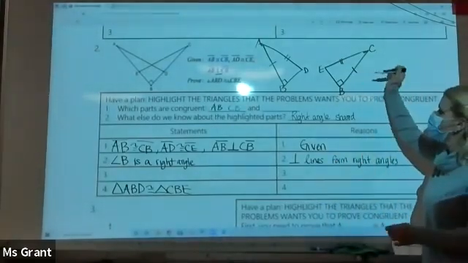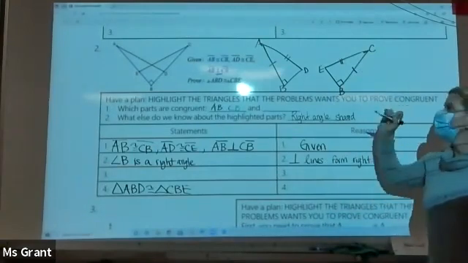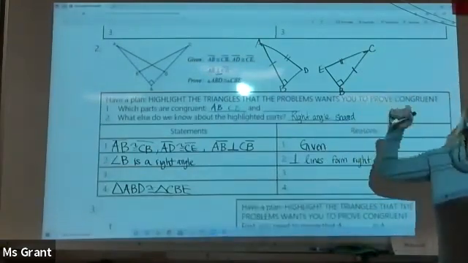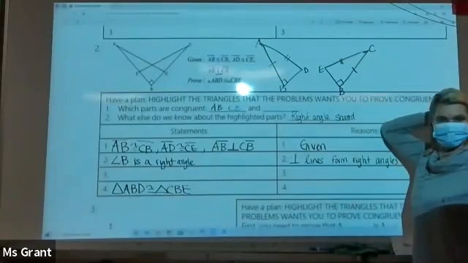Look at what I've marked up. Is this going to be angle side angle, angle side, or hypotenuse leg? What's it going to be? Someone on Zoom, help me out. Hypotenuse leg. It's going to be hypotenuse leg.